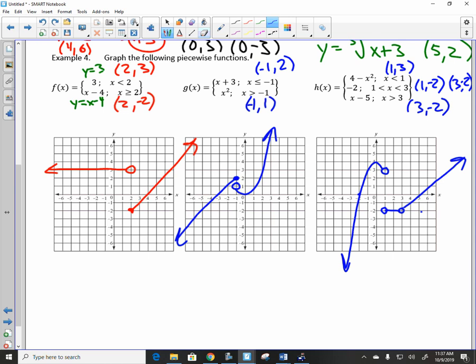So on the back of your assignment, you have 6 problems of graphing piecewise functions. Okay, make sure you take a look at that. On Friday, you'll be working on your study guide for the final exam, as well as next Tuesday.